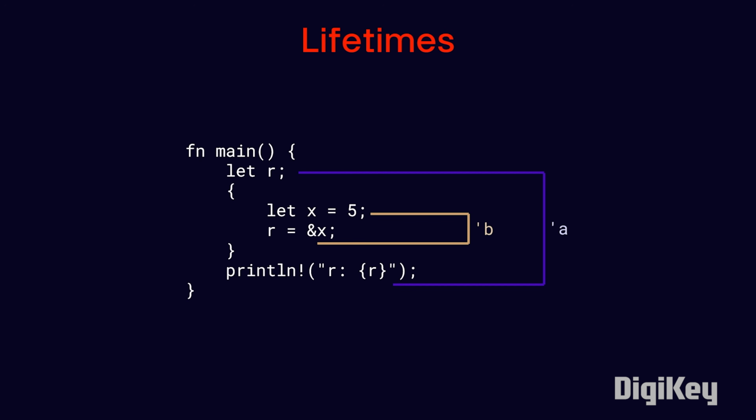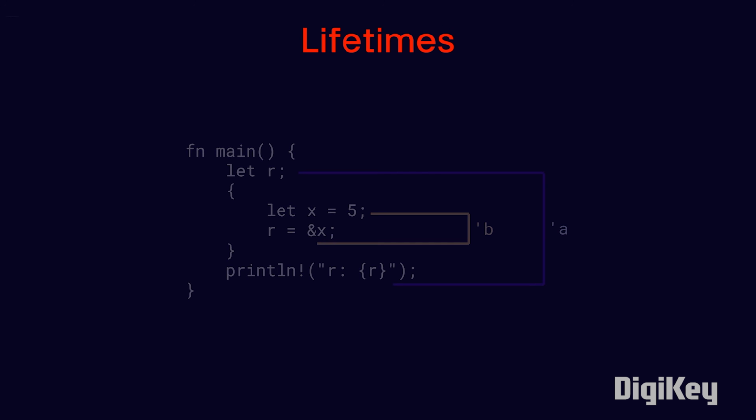If we tried to use r by, say, printing it, this would try to reference out of scope data, also known as a dangling pointer. In fact, this code does not compile in Rust. It's just to help you understand how we can have different scopes and lifetimes and how Rust tries to prevent some pointer errors. Now let's look at another snippet.